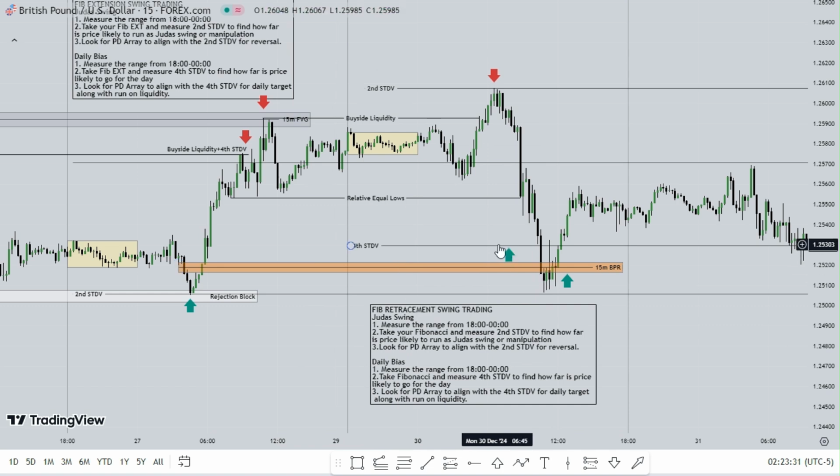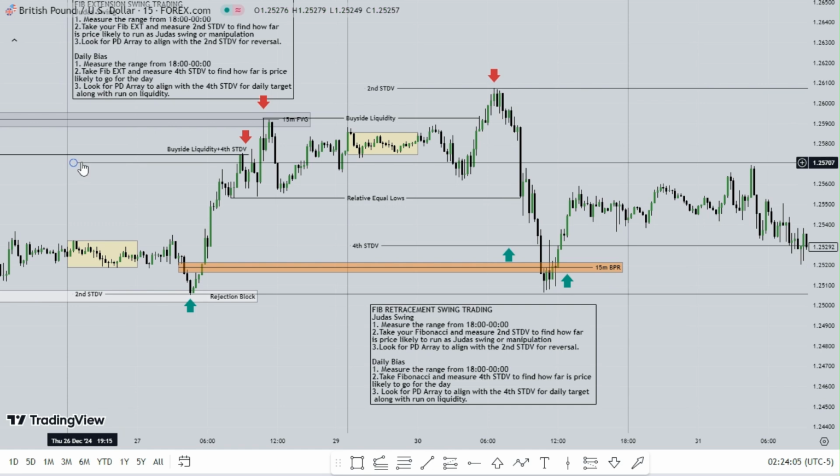So basically what I'm trying to say is that the deviations are not reversing the price, but they give you an extension, like how far the price is willing to go before it can run to an opposing liquidity, which in this case we have this fourth standard deviation. So this is the balance price range, the PD array that's below the fourth standard deviation, that's where the reversal might be. Also here we have a second standard deviation, but we have the rejection block, which is aligned with the deviation on how far the price is likely to go.